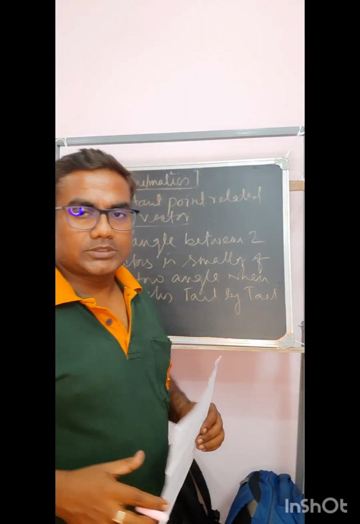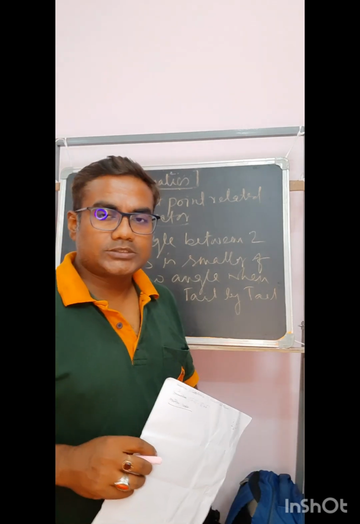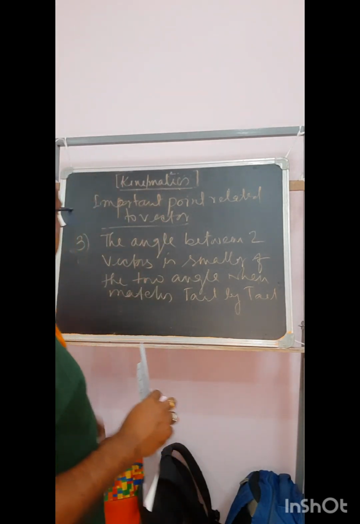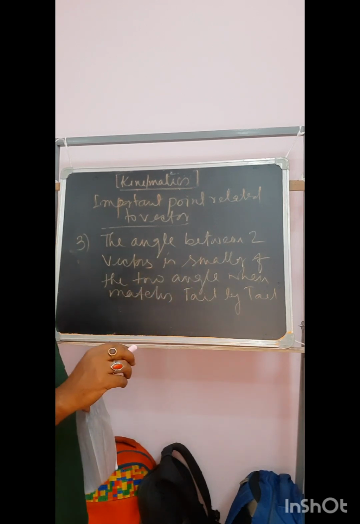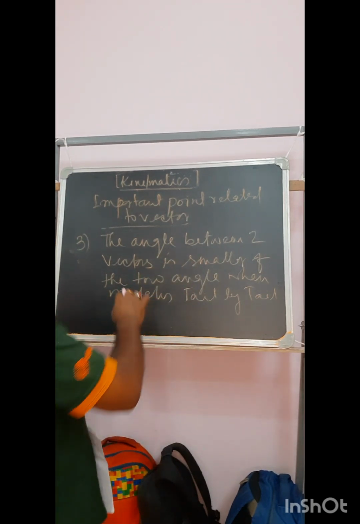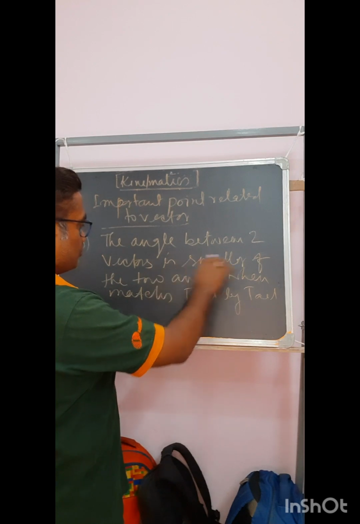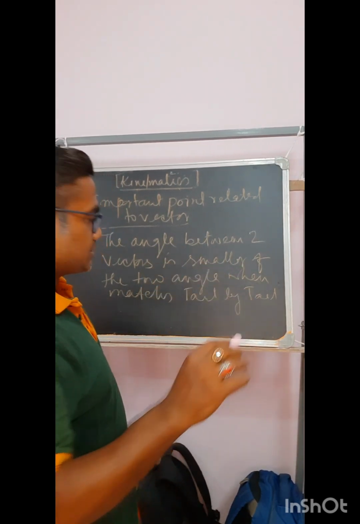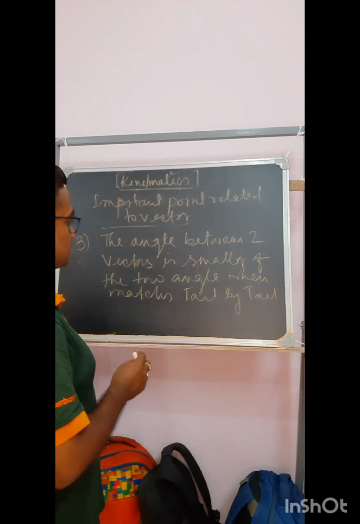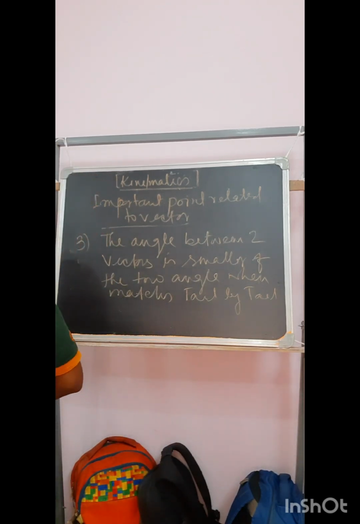In the last video I was discussing some important points regarding vectors. In that, the third point was that the angle between two vectors is the smaller of the two angles when the vectors are matched tail to tail. What does it mean? Let me explain.